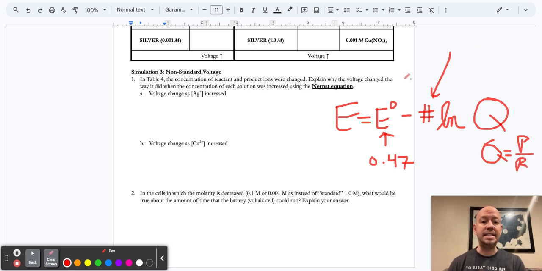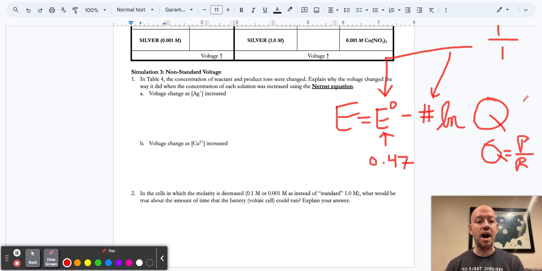In a standard cell, I have 1 molar and I have 1 molar. A standard cell is 1 molar over 1 molar. We may not be natural log masters because I'm not, unless I've recently studied it. But 1 over 1, we know that is 1, and the natural log of 1 is 0. So that means if I have 1 molar and 1 molar, E minus the natural log of 1, or minus 0, just means, yeah, I've got my standard voltage.